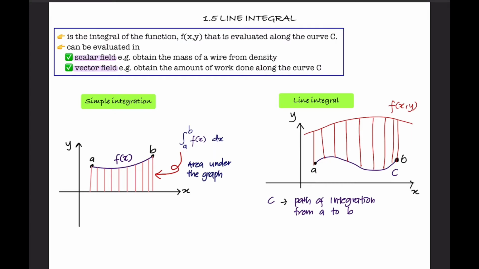Simple integration can give you the area under the graph. So let's say we have this integration. We integrate the function f(x) from a to b. Then you can get this area under the graph. For line integral, this curve C is called the path of integration from a to b. Line integral will give you the area above this curve and under the function f.